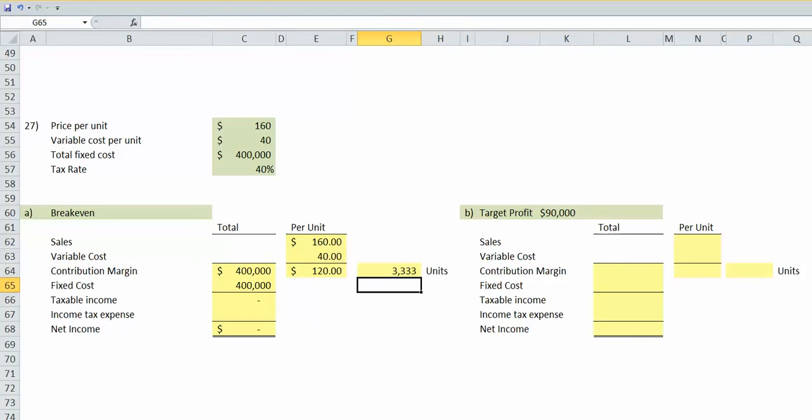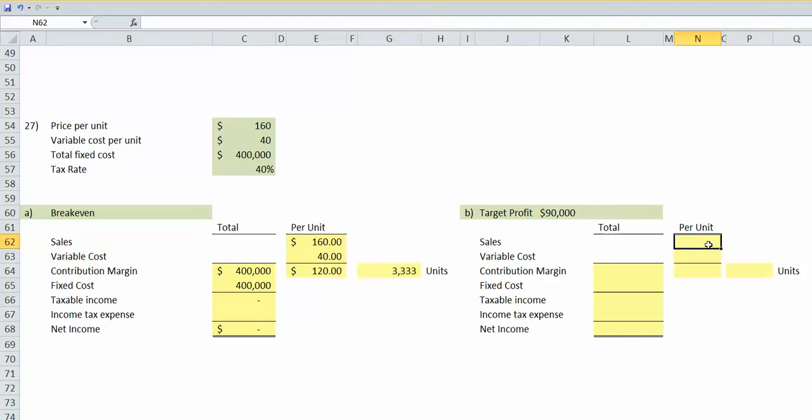333,000 units. Notice, with or without taxes, our break-even point is identical, because if we have zero taxable income, we'll have zero tax expense, so our net income will be the same as our taxable income. The situation changes a bit, however, once we consider a target profit.